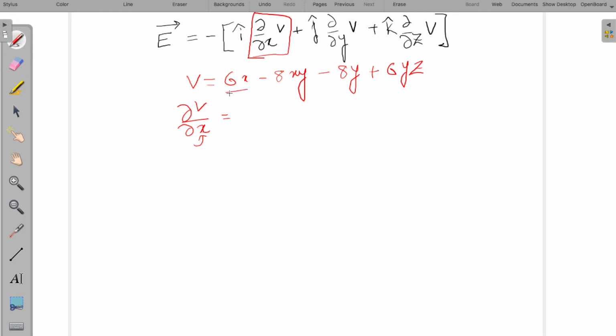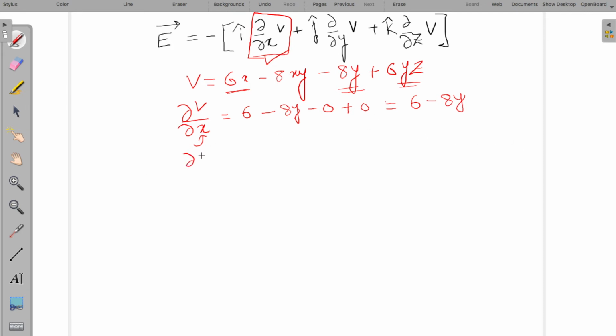So if we take the differentiation of 6x with respect to x, we will get only 6 here. In the second term, it will become 8y because y is a constant here, and if we take the differentiation with del x it will become 1. So the next term will become 0. The last term will also become 0 because there is no x term. So what we are getting from this differentiation is 6 minus 8y. Okay, so now the first term is calculated here.